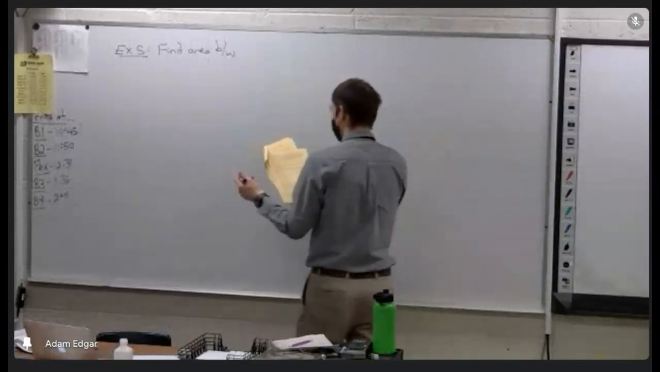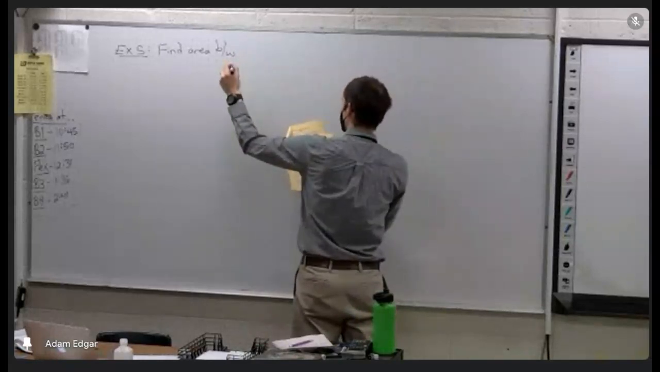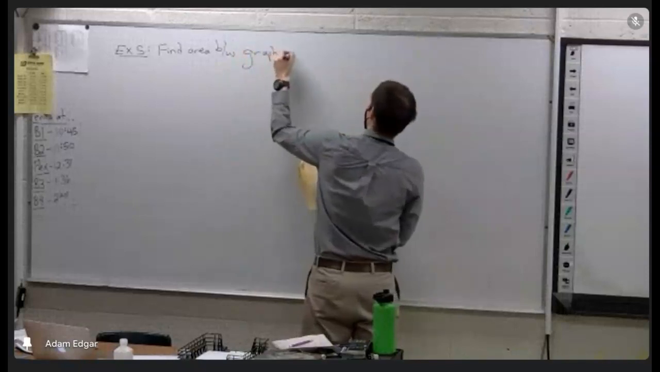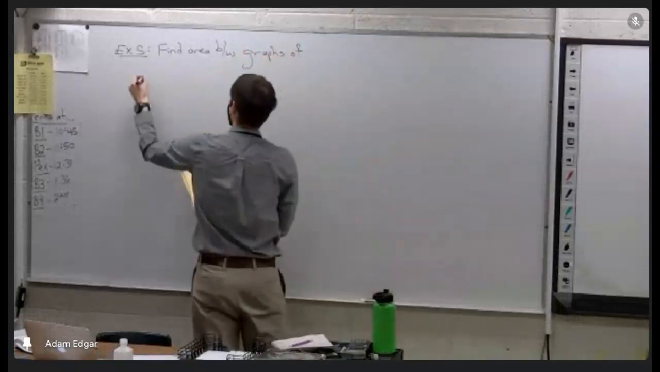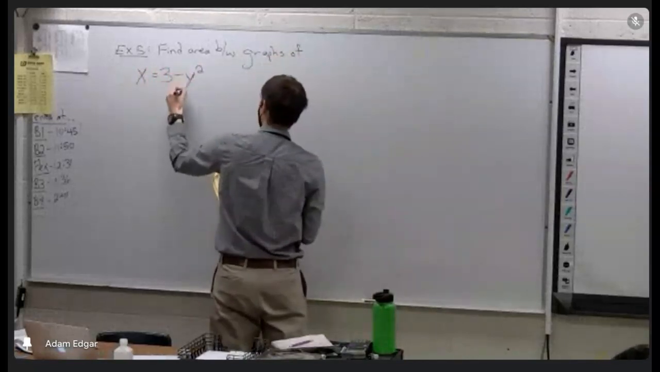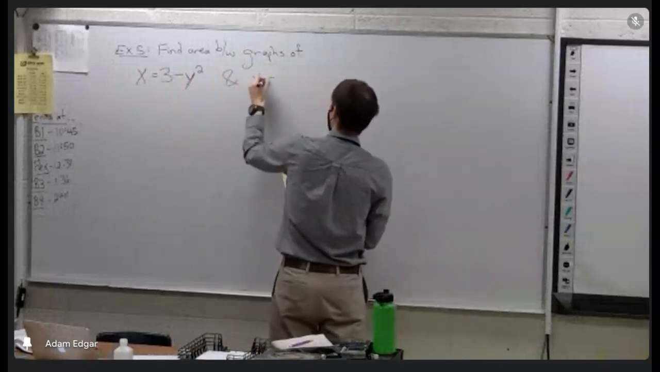All right, so find the area between the graphs of x equals 3 minus y squared and x equals y plus 1.